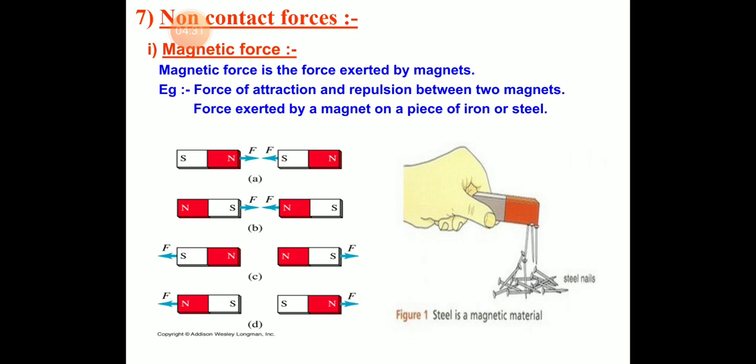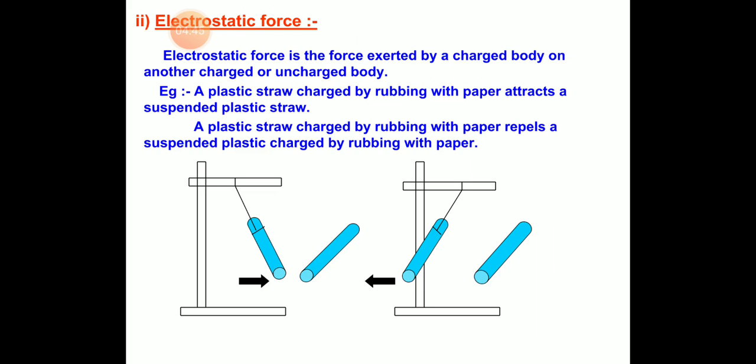Force exerted by a magnet on a piece of iron or steel, you can see. Because of magnetic force, objects made up of iron or steel will be attracted toward the magnet. This is all because of magnetic force.